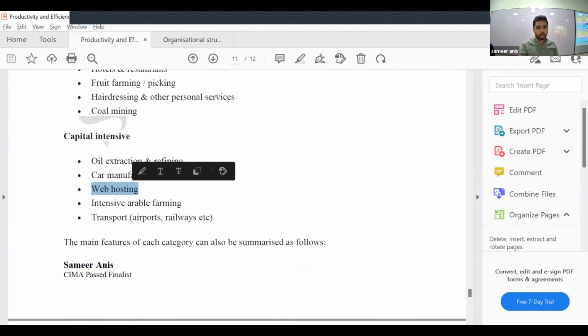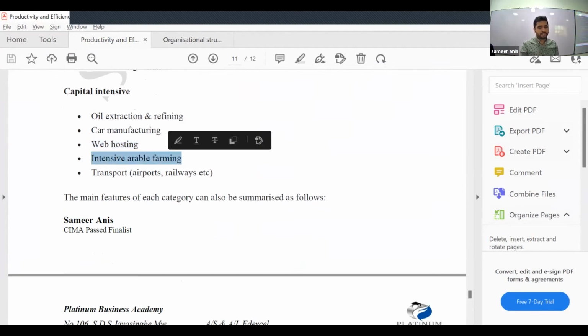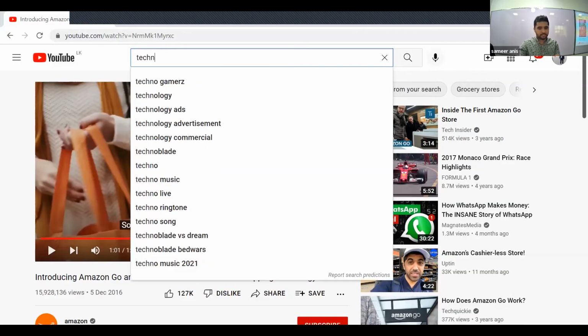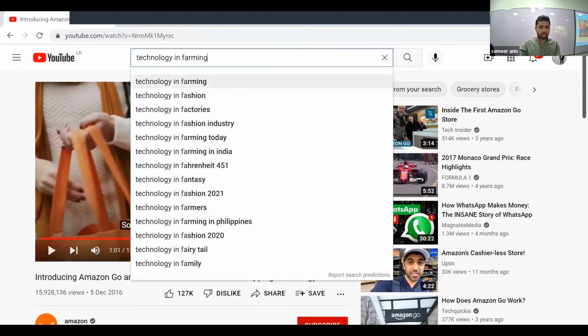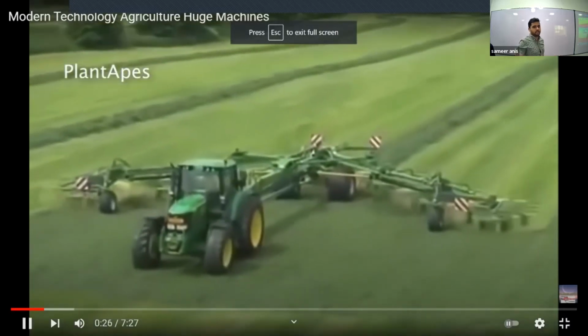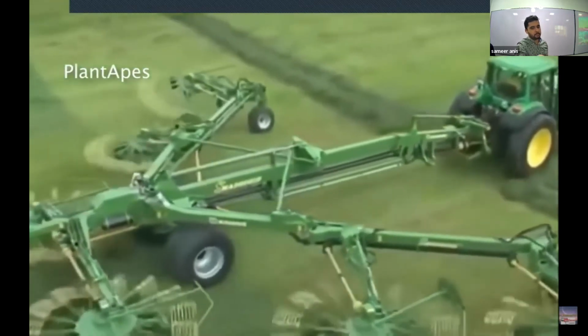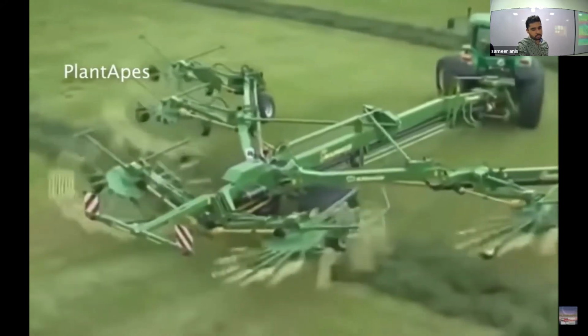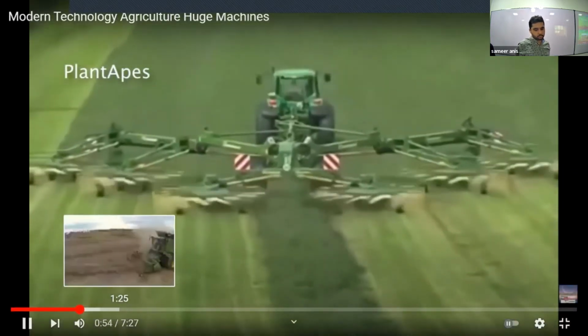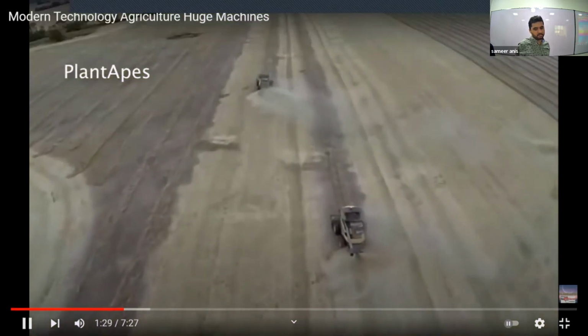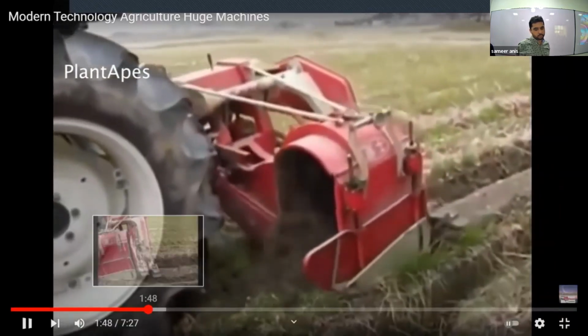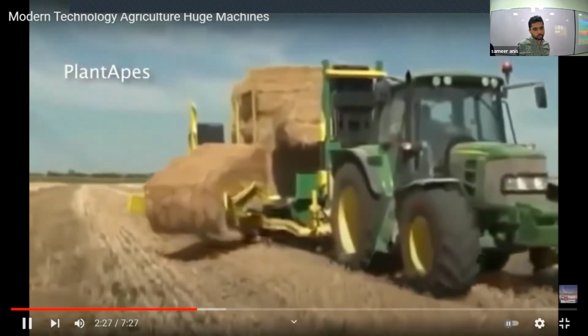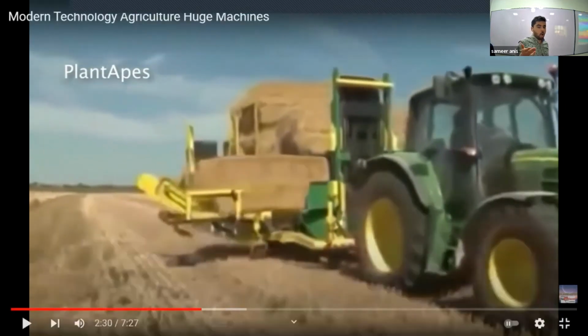there's artificial intelligence behind web hosting and all that. Arable farming. What is arable farming, guys? It is farming, but it uses technology, like in this case. Yeah, this is arable farming for you guys. So you use machineries to cultivate and all that. So you get the idea, right? All of this used to be highly labor intensive, but now you can see that these sophisticated tractors can do it very fast. This is arable farming for you.